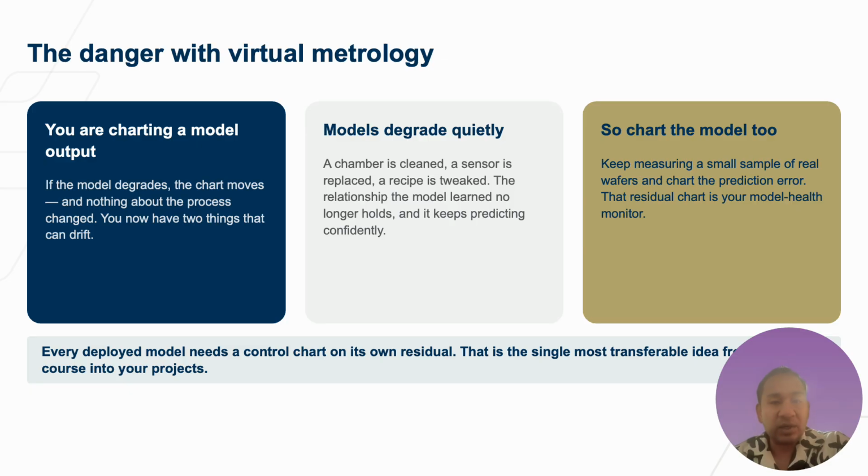So, chart the model too. Keep measuring a small sample of real wafers, and chart the prediction error against the actual measurement. That residual chart is your model health monitor. Every deployed model needs a control chart on its own residual. That is the single most transferable sentence from this course into your projects and into whatever you build afterwards. A model without a residual monitor is an unmonitored process.